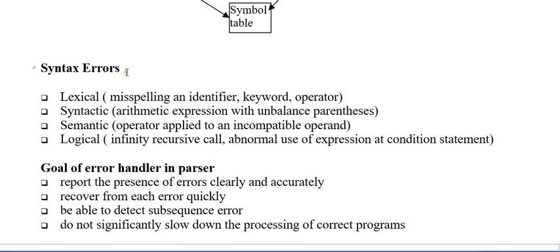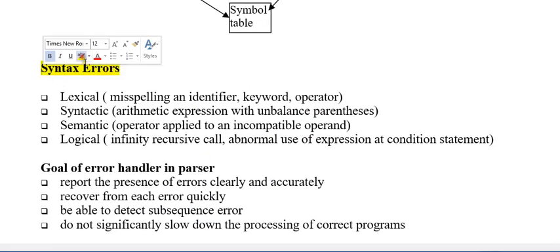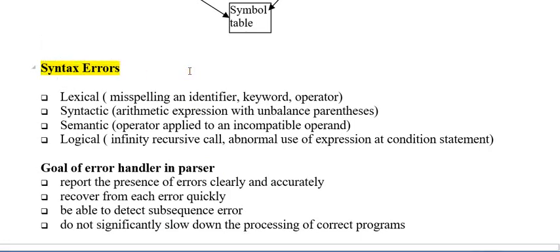Now the most important thing is syntax errors. There are four kinds of syntax error. The first one is lexical, then syntactical, semantical, and logical. Lexical: misspelling an identifier, keyword, or operator, which are tokens, are lexical errors.